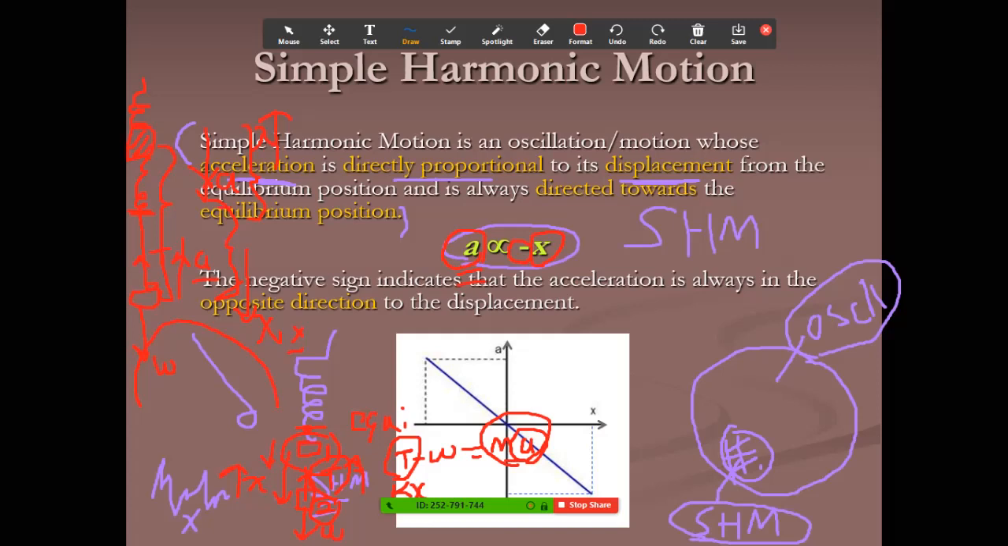So this is a very critical feature of SHM. Acceleration is always directly proportional to displacement, but in the opposite direction. You can also say it is directed towards the equilibrium position. So what is SHM? The acceleration must be proportional to displacement, and the acceleration and displacement must be in opposite directions. For the acceleration to get bigger when the displacement gets longer, the net force must get bigger. This is SHM.